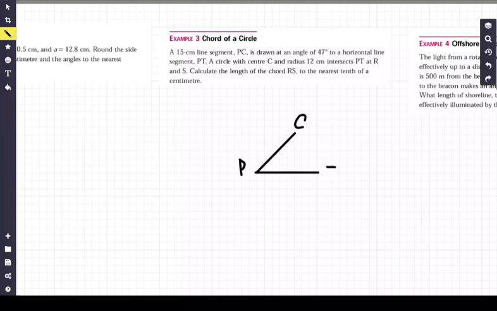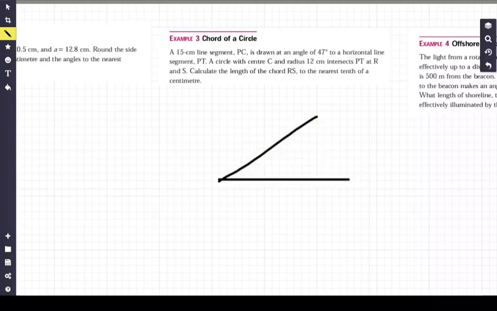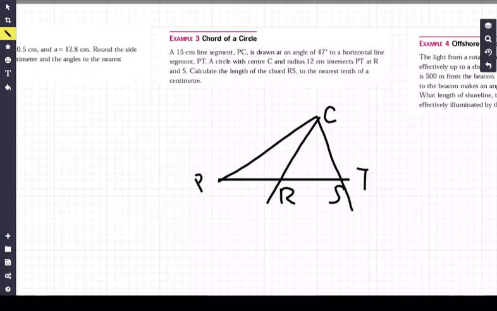How can this radius intersect at 2 points? Right? That sounds a little weird. So let me redraw that because I need to draw it larger. How can they intersect at 2 points? Right? So the only possibility is we have the ambiguous case. So it's actually something like this. So it intersects here and intersects here. And this is R and S. So calculate the length of the chord RS. So essentially this is going to be what we're trying to find.